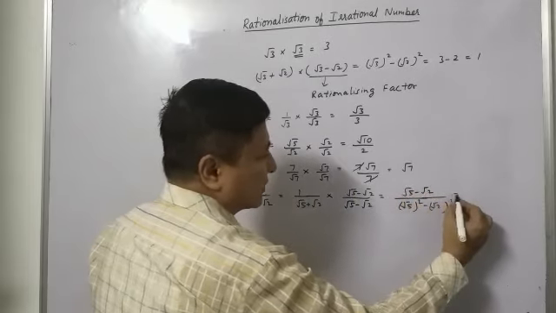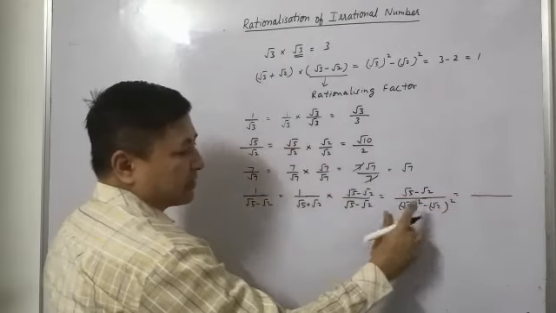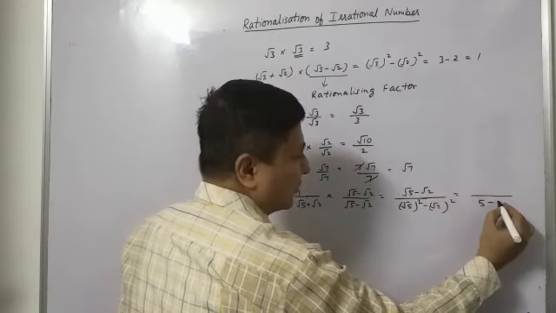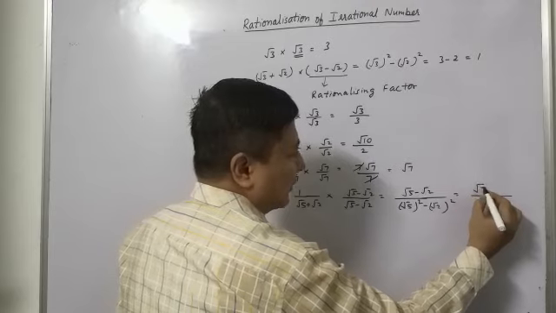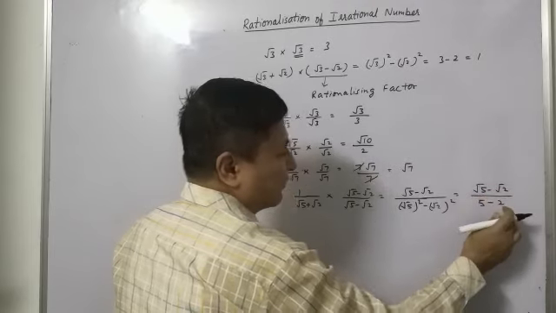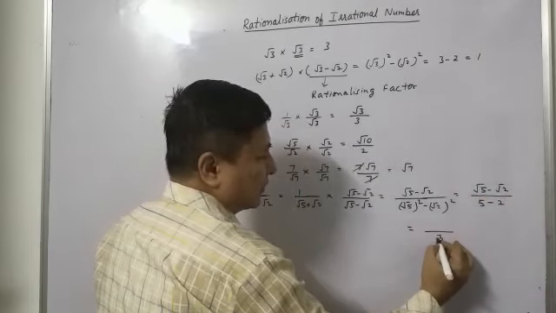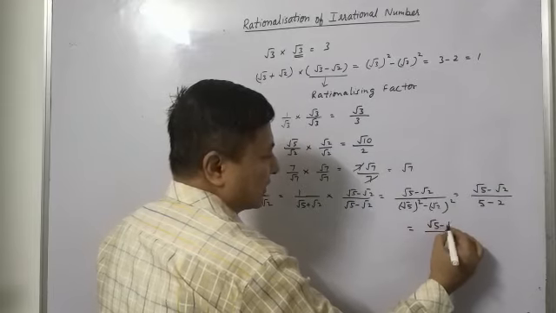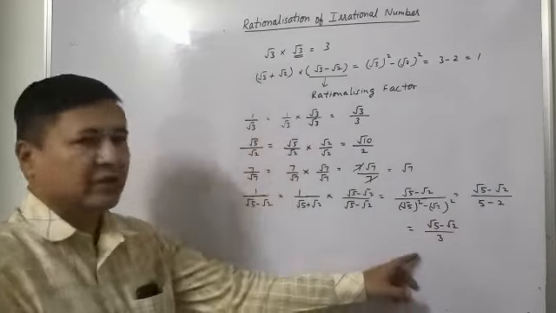So let us solve this. Root 5 square is 5, root 2 square is 2, and the numerator is root 5 plus root 2. 5 minus 2 is 3. So now you can see that 3 is a rational number, so we have rationalized the denominator.